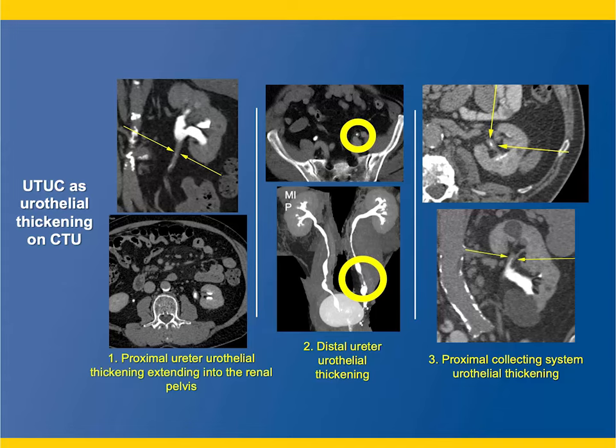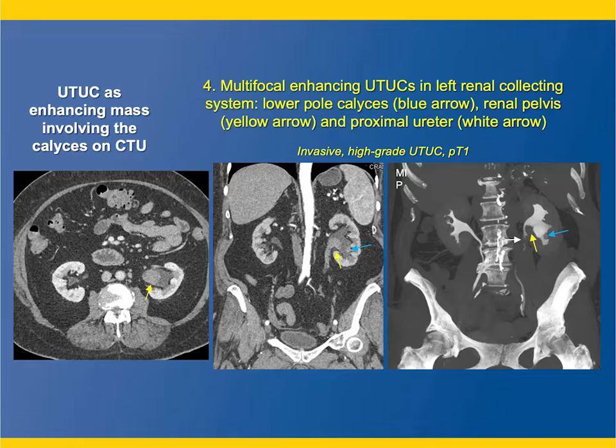You can see on the second case the focal distal ureter thickening where the ureter is dilated above. Again, it's not that obvious on axial, but the MIP shows it nicely. And the third case with the upper pole where you can very nicely see that infiltration. Okay, really nice, but it is subtle, and unless you're careful, you can miss it.